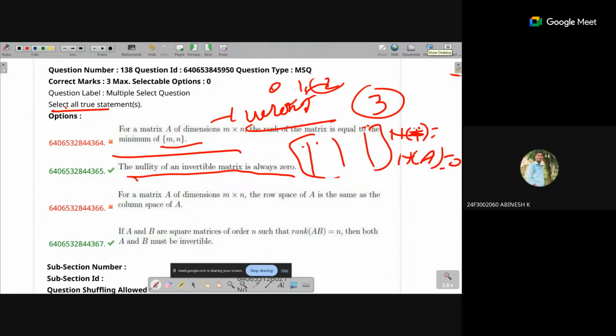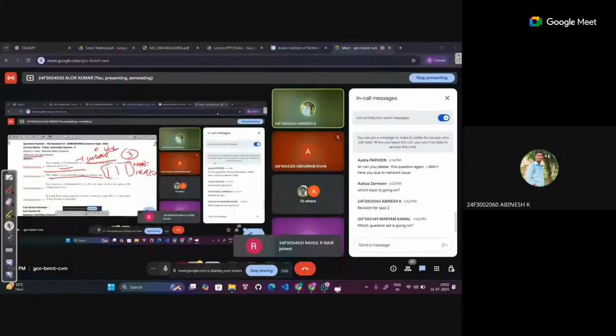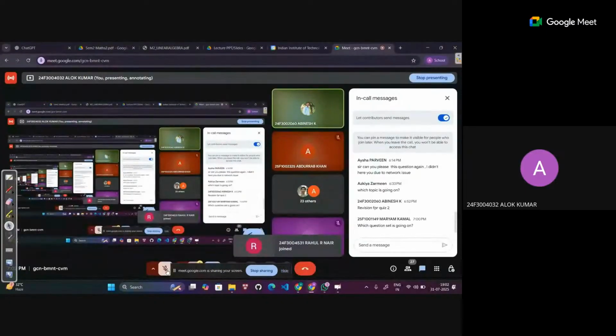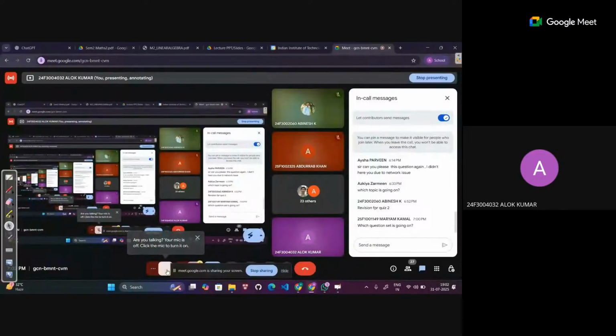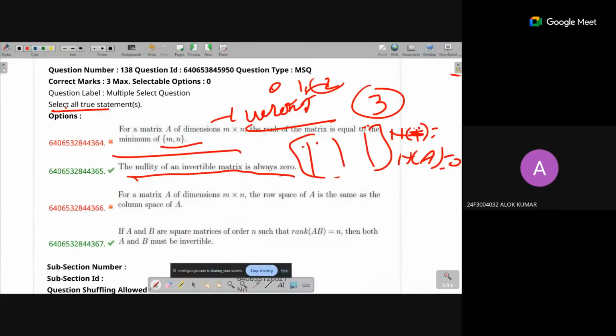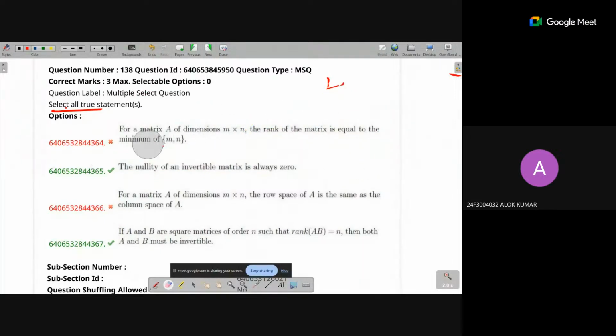Sir, for the first option, can we say the rank is the maximum of m and n? No. You cannot put an equality condition on the rank of A. I am saying this is an inequality condition. Rank of A is less than or equal to the minimum of m or n.